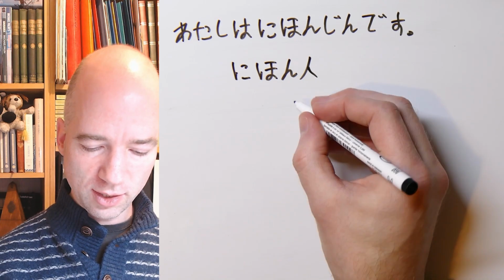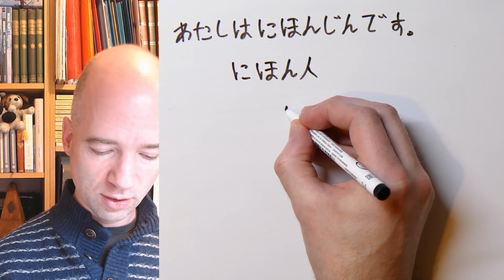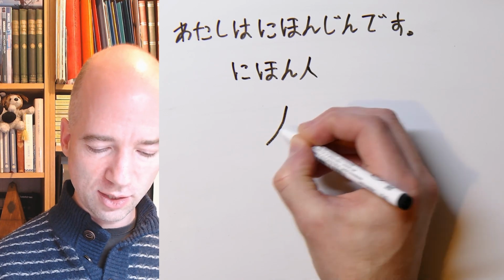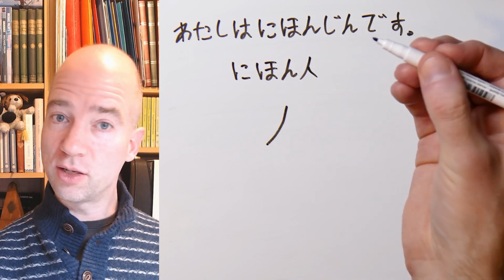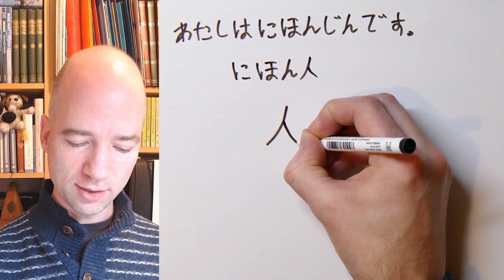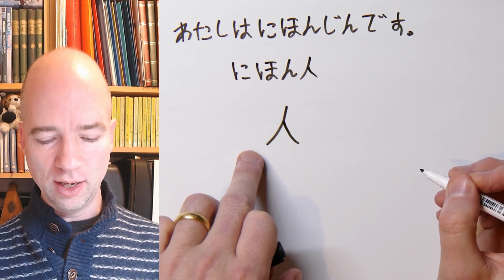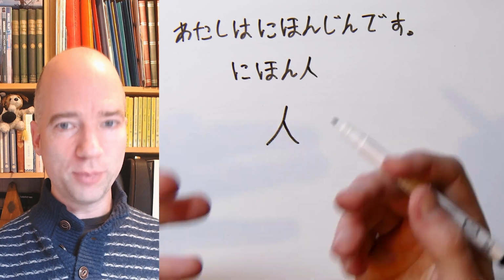So how you write it, you start from the upper right, go down in a slightly curve, and then the line going down here is above the center, and it goes like this, and it goes down about the same as the other one. And this means human being, person.